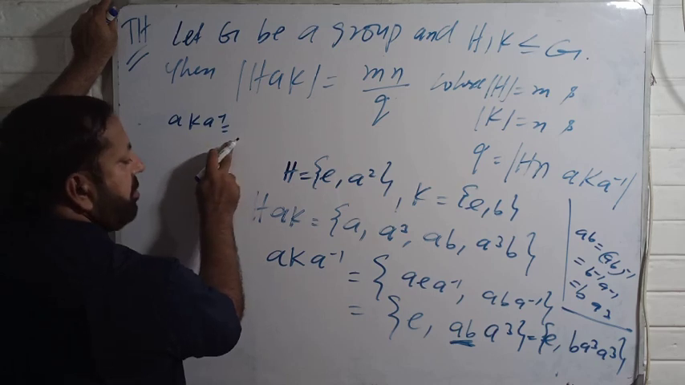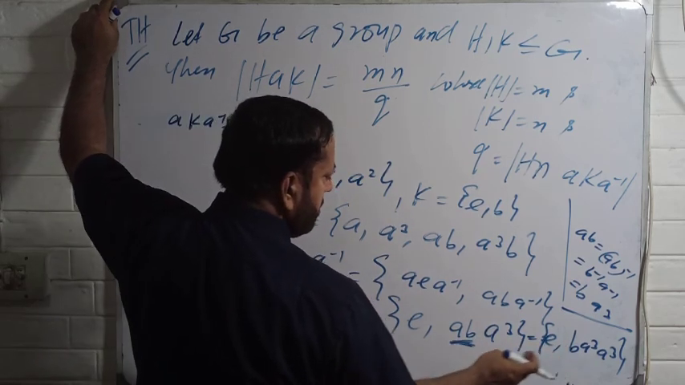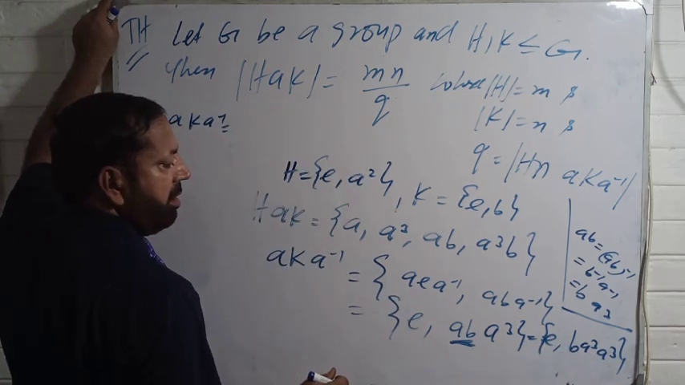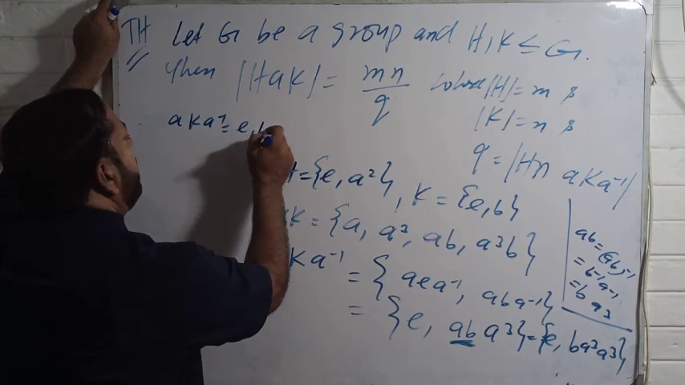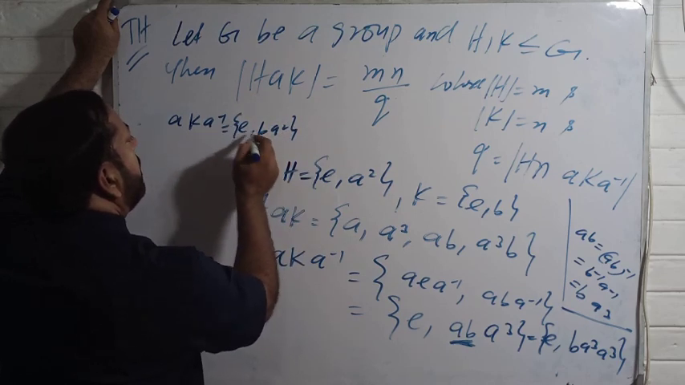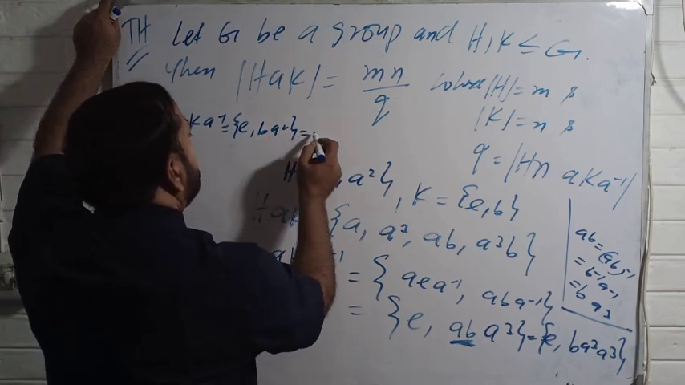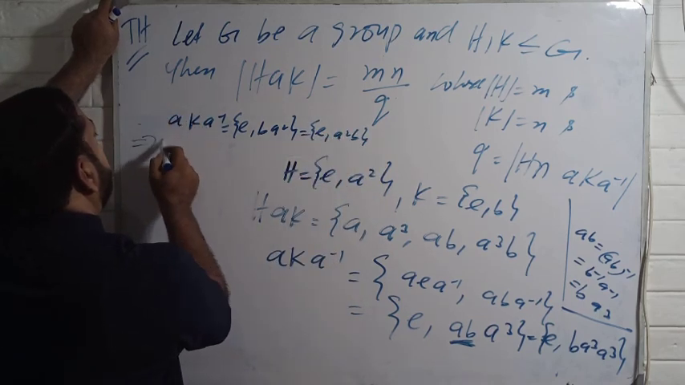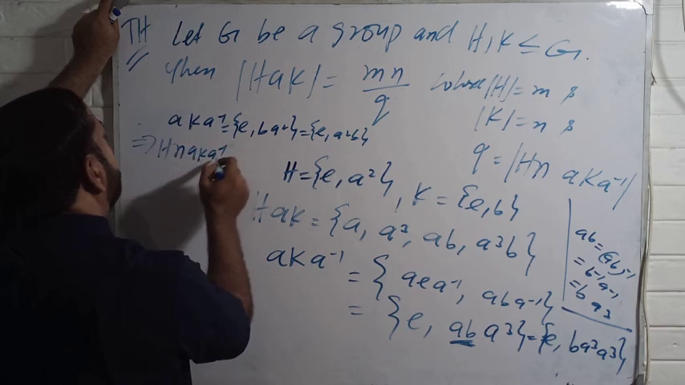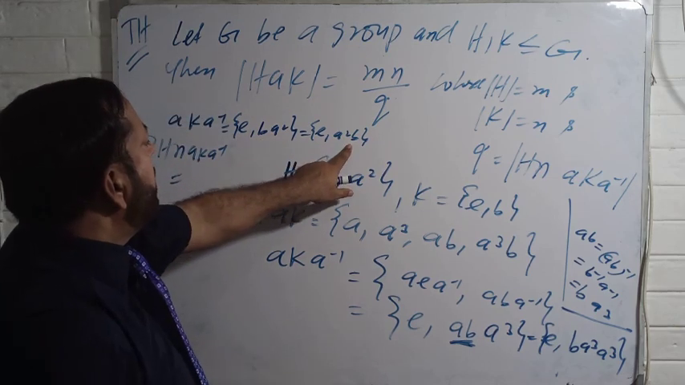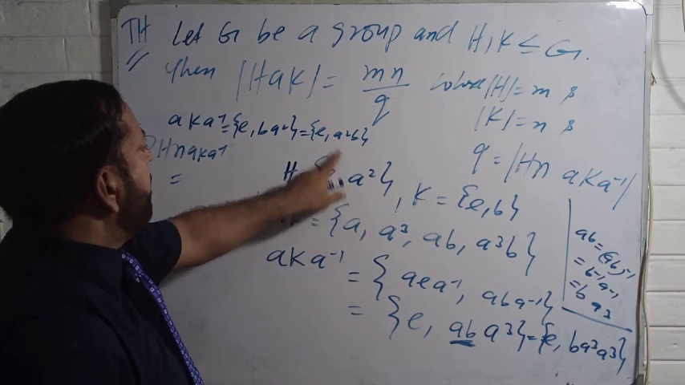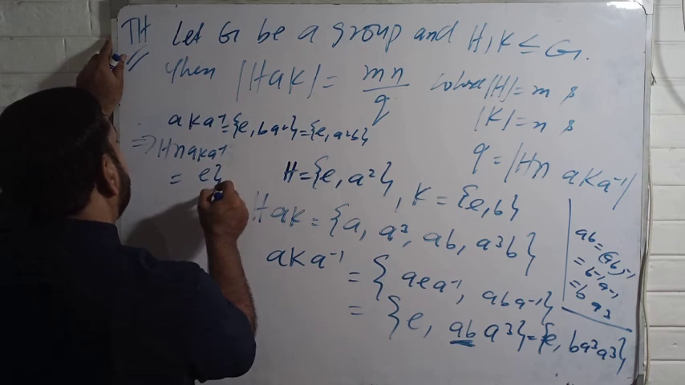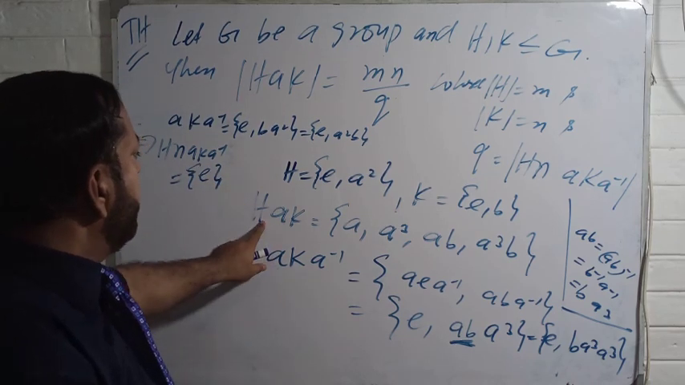AKA inverse is equal to EBA square, and you know BA square is equal to A square B. So EA square B. Now H intersection AKA inverse. Look at this. This is EA square B, and what is H? EA square. So you have just one element common to these two, that is E. So this is E. Now you can find the order of HAK.